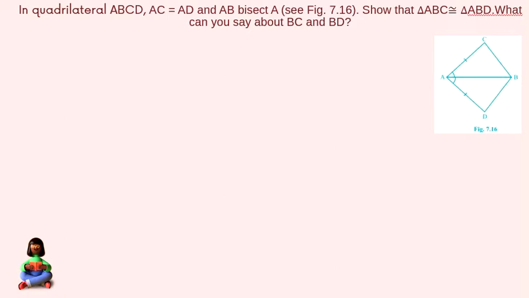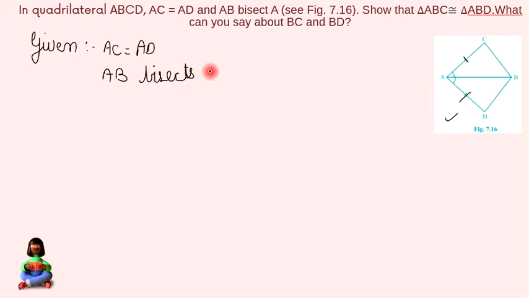See, here in the question, we are given that there is a quadrilateral ABCD, AC is equal to AD and AB bisects angle A. Now, bisects means it divides it into two equal parts. So, we can say that angle BAC is equal to angle BAD. Whenever we solve this type of question, first mention what you are given. So, here, let's write given. We are given that AC is equal to AD and AB bisects angle A.